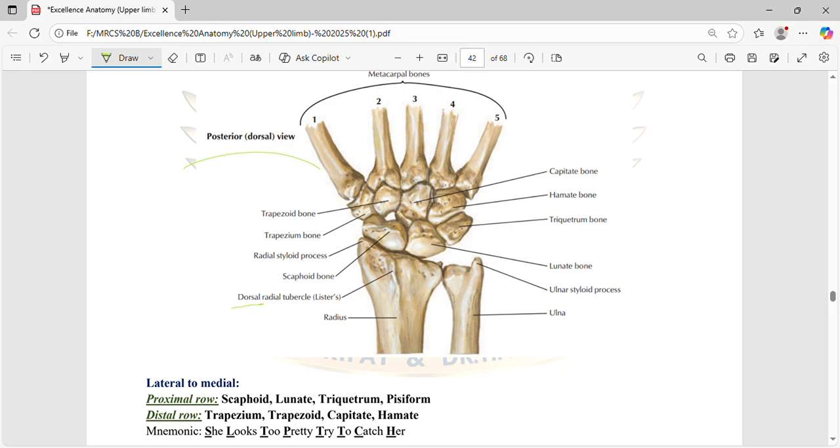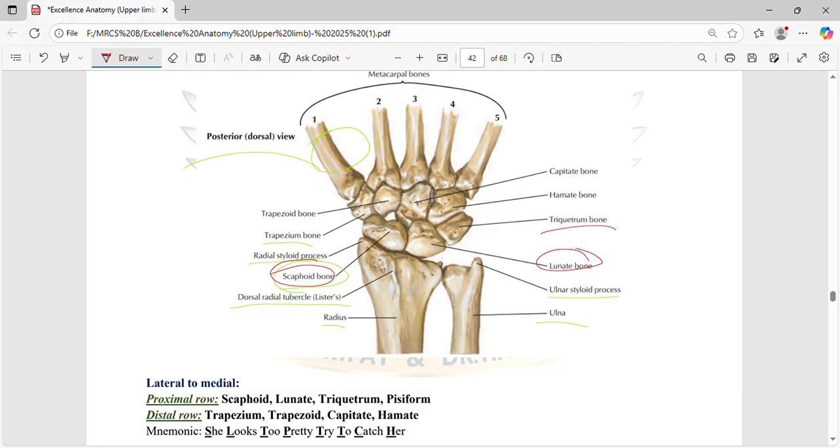Posteriorly we have the famous Lister tubercle of the radius, and then the ulnar styloid process, the ulna and the radius, the radial styloid process, and this is the trapezium. Since this is a dorsal view, this is the thumb, so you have the scaphoid, lunate, and triquetrum, and pisiform will be absent from this view. This is very important.